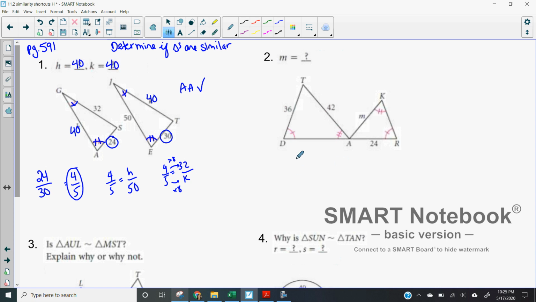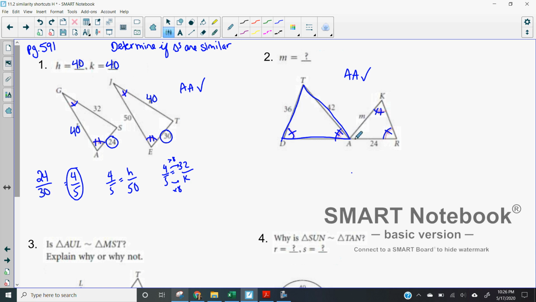Now number 2, it's hard to tell at first glance that these are similar. They don't necessarily look that way, but they do have angle, angle marked here. There's one pair of congruent angles. Here's a second. So they are similar by angle, angle. I'm just going to make them look a little more similar by redrawing them so they're in the same position. So I'm going to keep this triangle here as is.